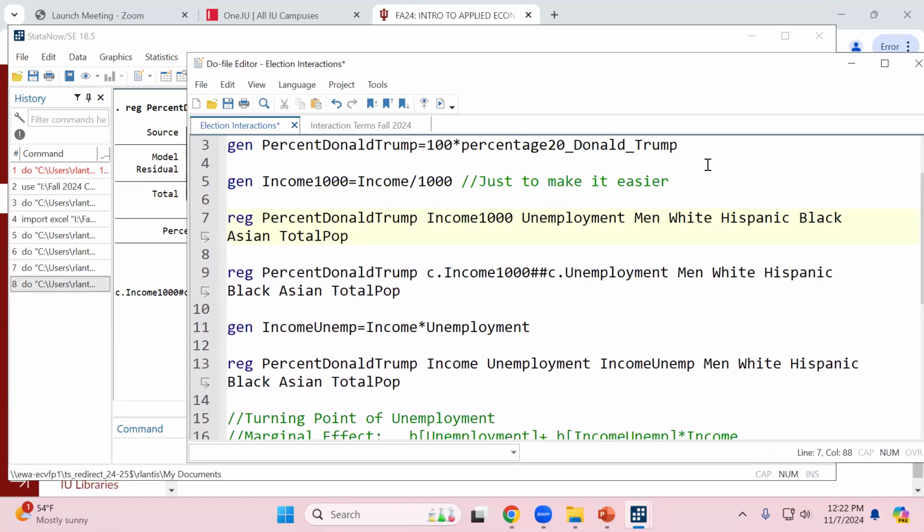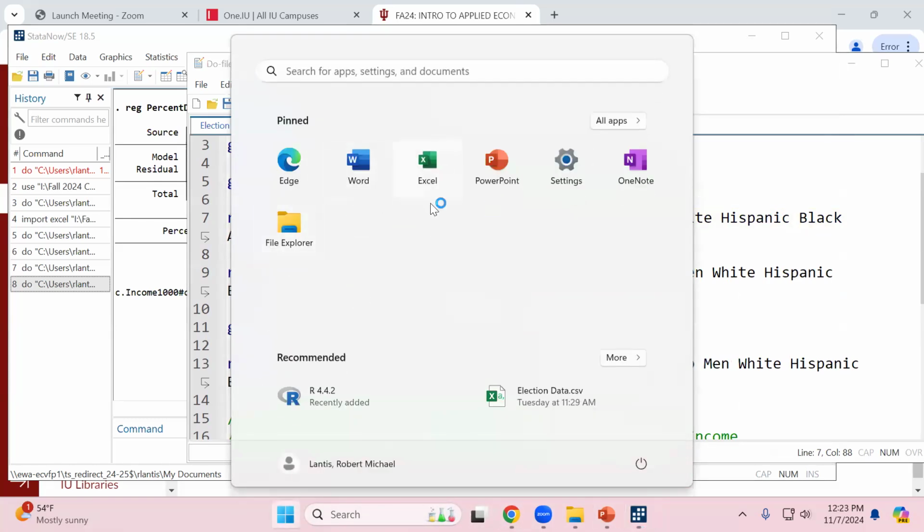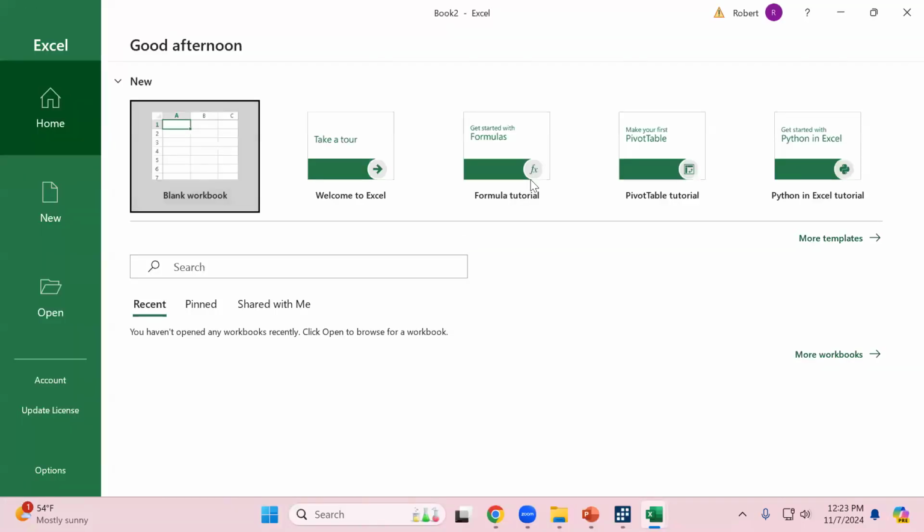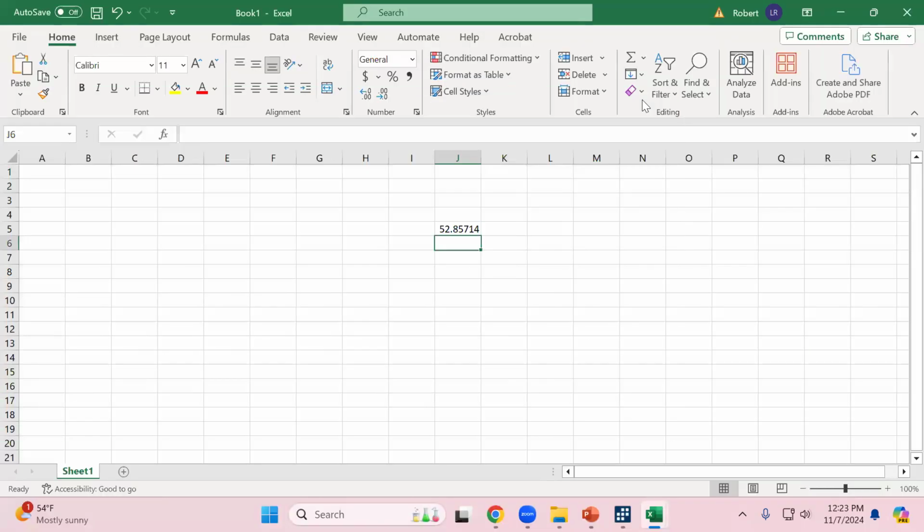Let's do this. So 0.37 divided by 0.007 gives us, oh yeah, 50. I was right on. 52 something. So we'll say approximately 53. Right? So at an unemployment percentage of 53%, that's where the marginal effect becomes positive.